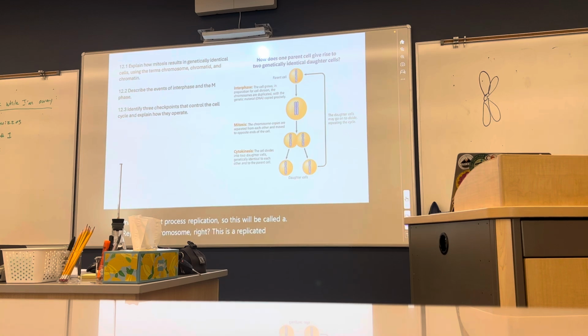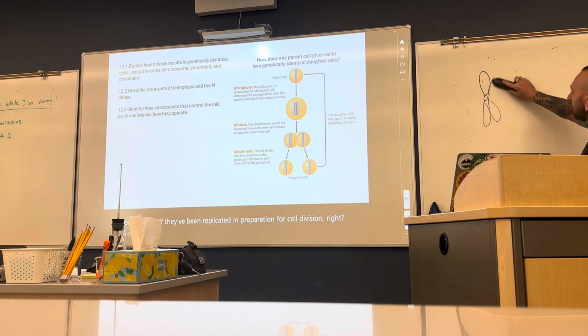It only replicates in preparation for what process? Mitosis, cell division. That's the only time we need to replicate that. So chromosomes don't usually look like this. They only look like this if they've been replicated in preparation for cell division. A normal cell, just doing its day-to-day thing, is just going to have a chromosome like that.